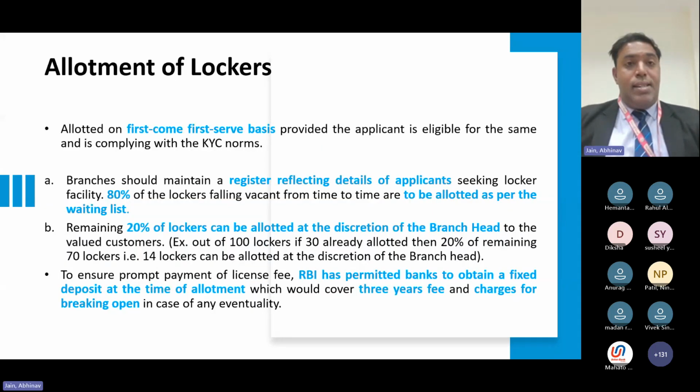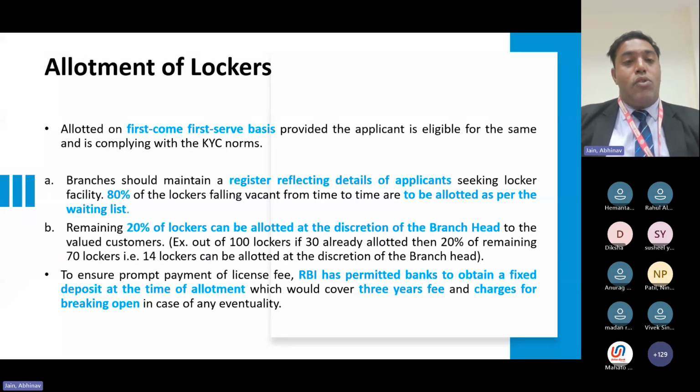Yes, let us discuss some important facets of lockers. Lockers are allotted on a first come, first served basis after complying with KYC. Another very important question: the branch needs to maintain a register of customers, like a wait list, on a first come, first served basis, and 80% of the lockers should be filled as per that waiting list.